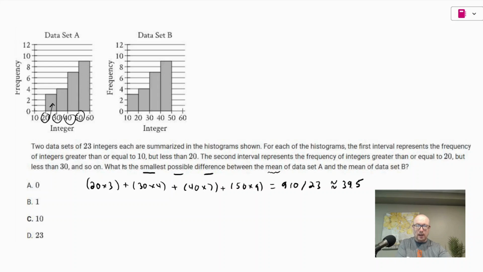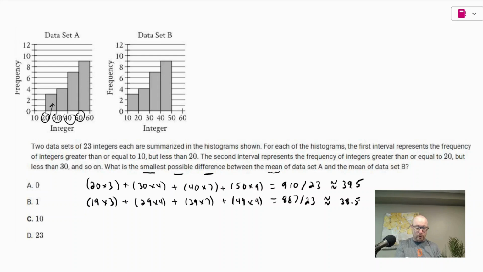So the highest value we can get out of data set B would be 19 times 3 plus 29 times 4 plus 39 times 7 plus 49 times 9, which is going to equal, if we do that correctly, 887 divided by 23, which is around 38.5. So the correct answer here would be the mean difference would be around 1.